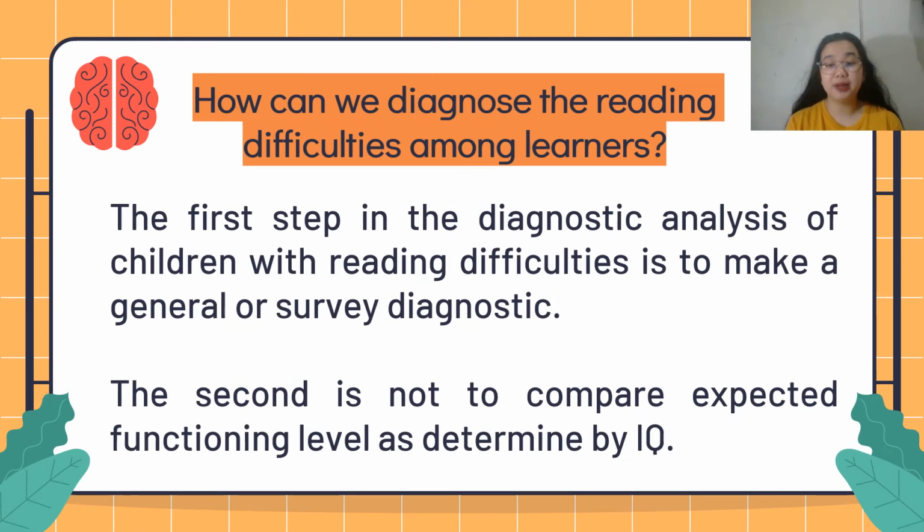The first step in the diagnostic analysis of children with reading difficulties is to make a general or survey diagnostic. The second is not to compare the expected functioning level as determined by the IQ. The development in the brain of a child does have an impact on the reading difficulty of a child. Brain development and reading ability can be reinforced by parents through reading to the children.